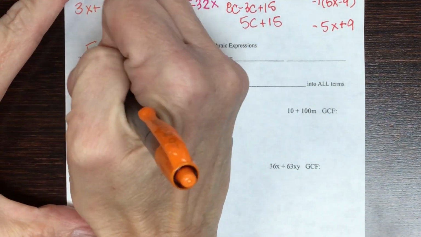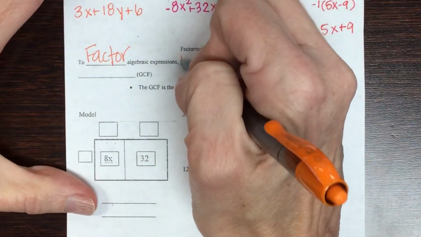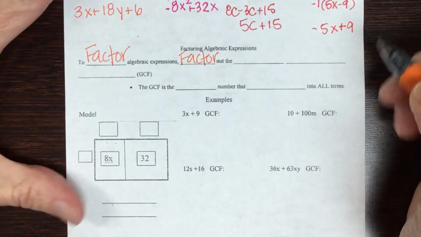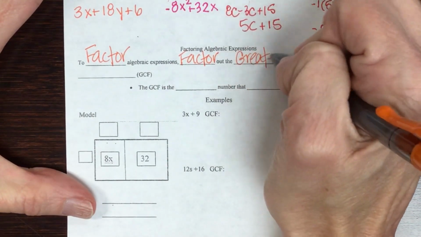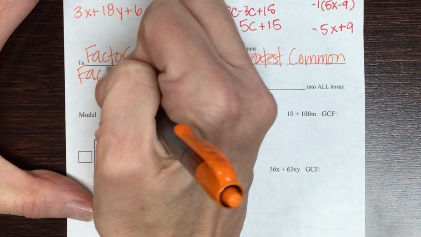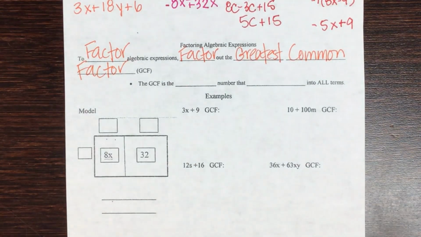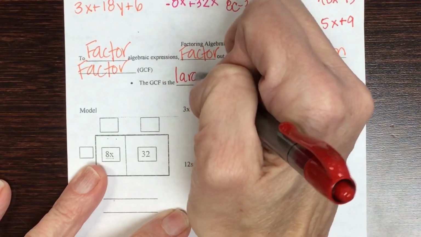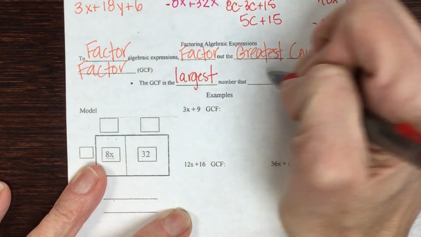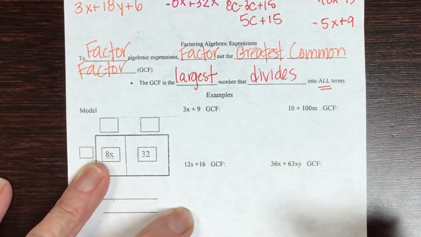So to factor algebraic expressions, factor out the greatest common factor, or GCF. The GCF is the largest number that divides into all terms, and you can underline all.